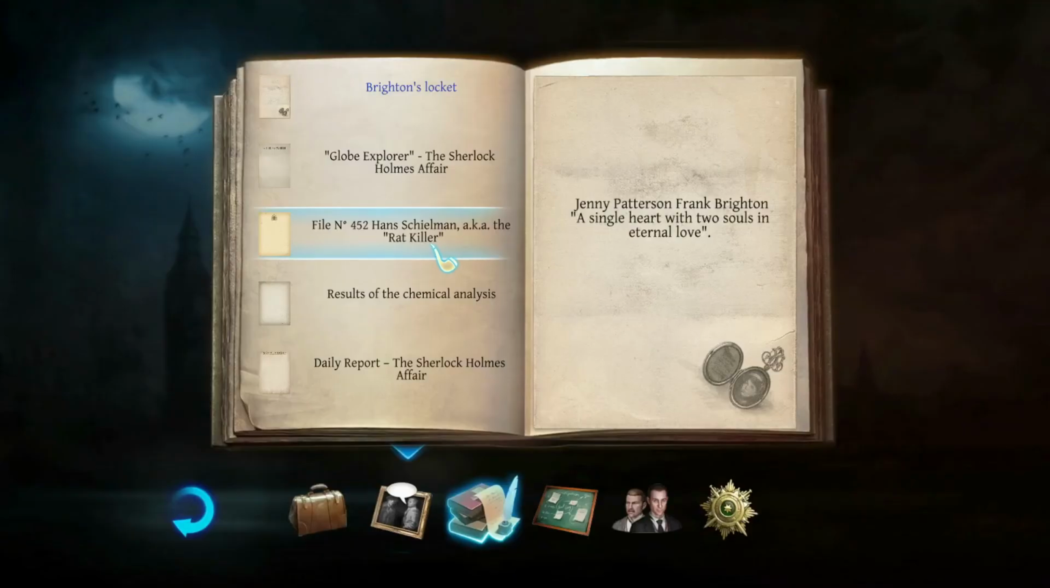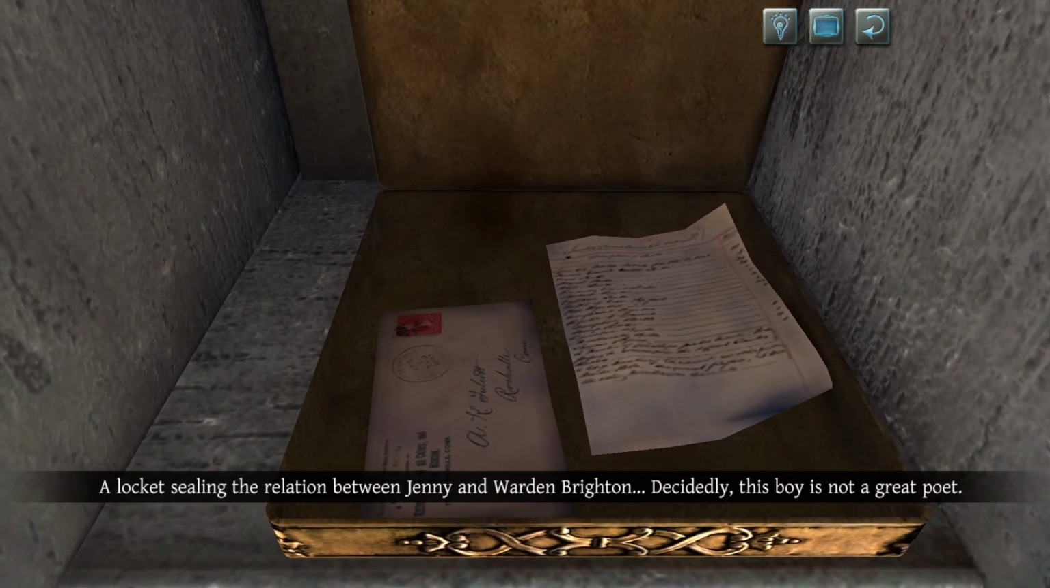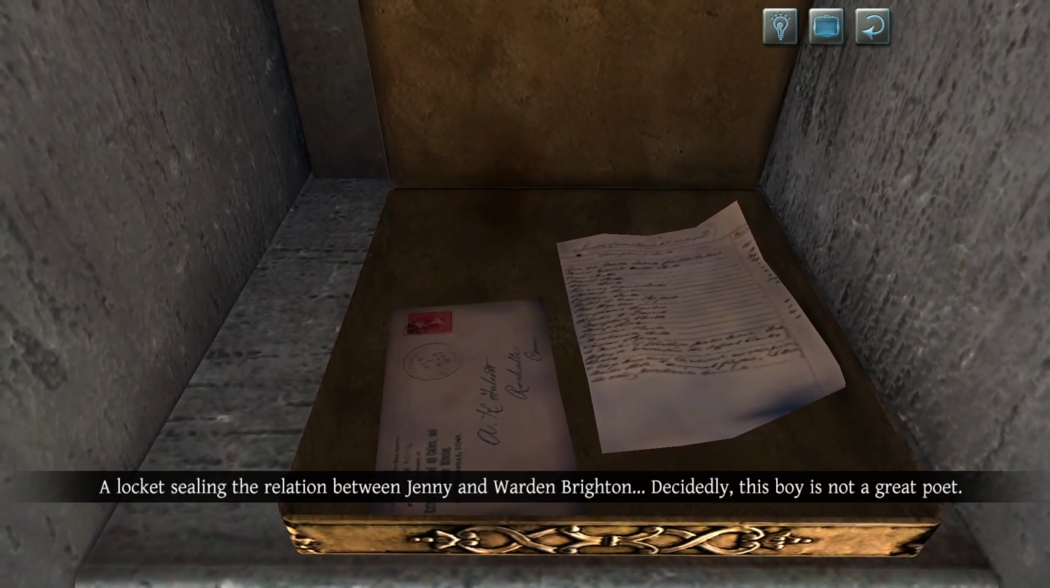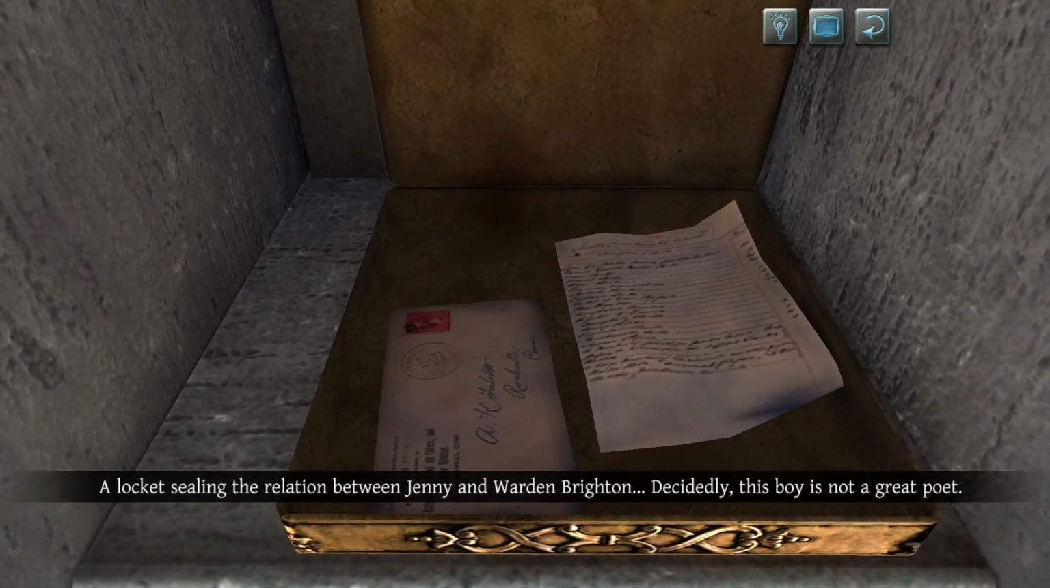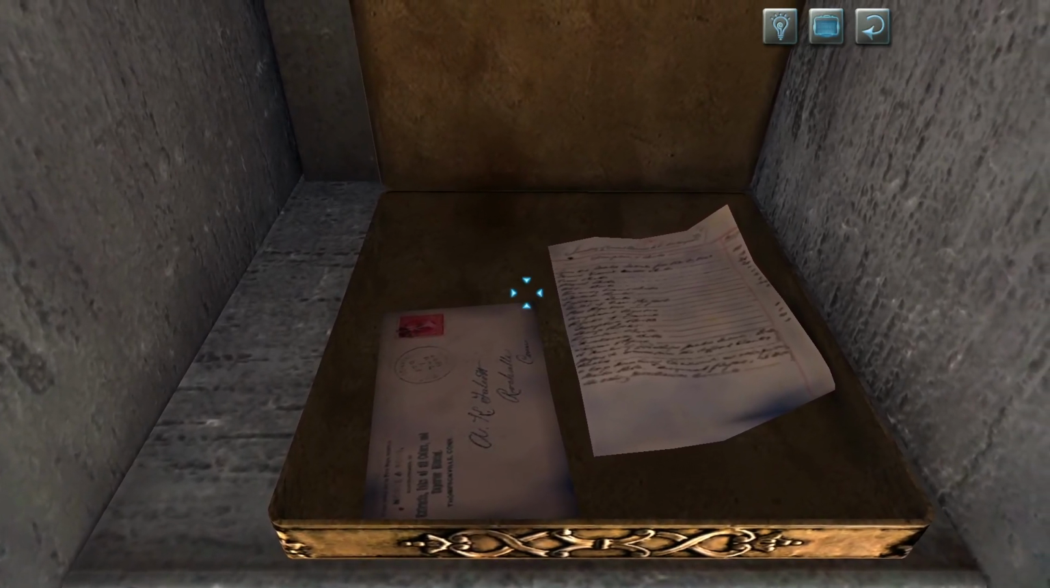There's Jenny Patterson, Frank Brighton, a single heart with two souls in eternal love. A locket, sealing the relation between Jenny and Warden Brighton. Decidedly, this boy is not a great poet. Yeah. But don't you worry, neither am I.